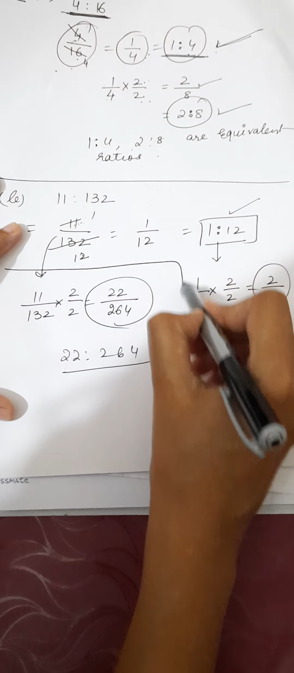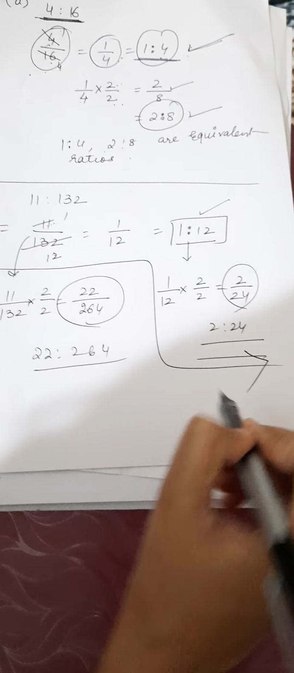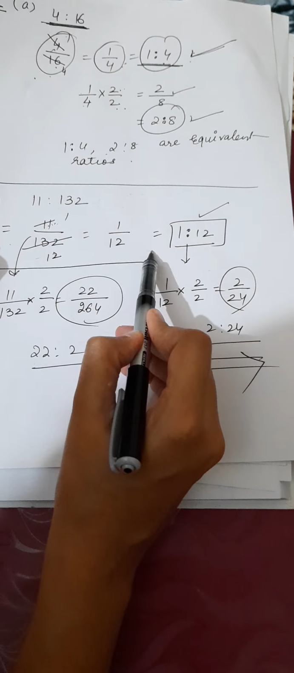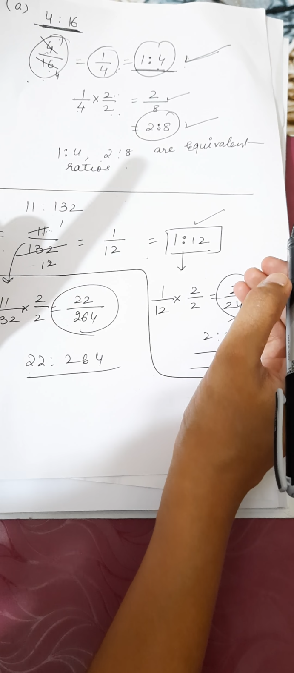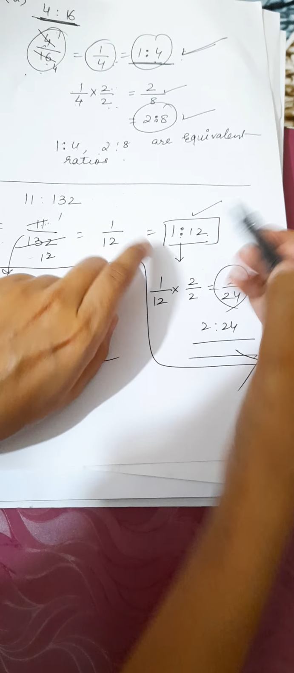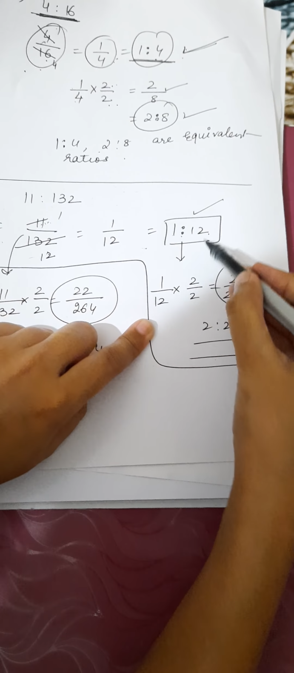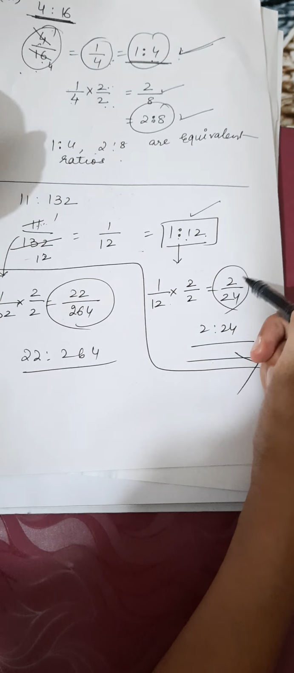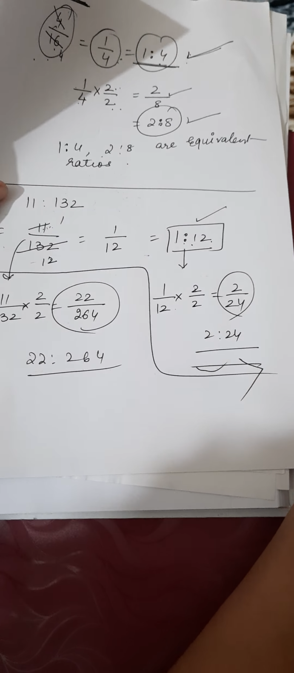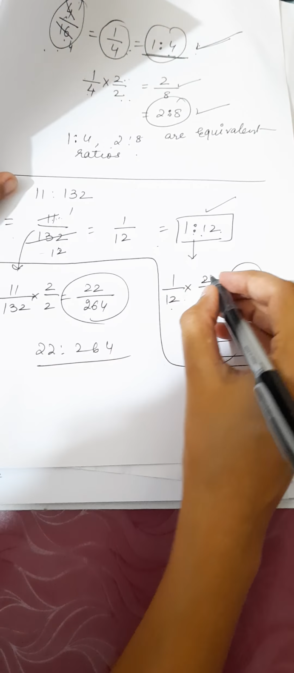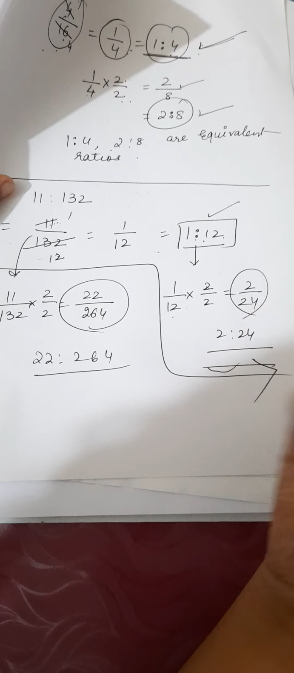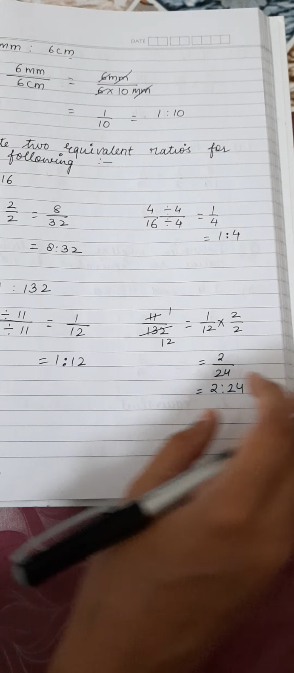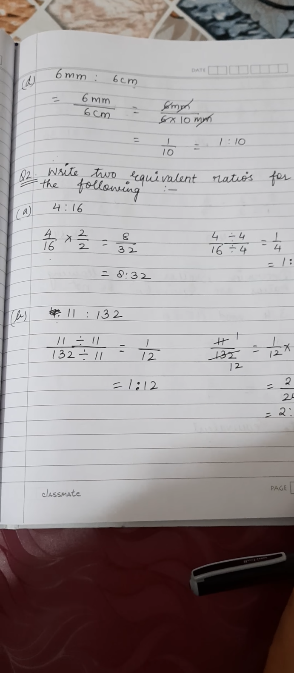So I have done this part. First of all, I cancelled it. One equivalent ratio which I got was 1:12. The next one which I got was, I just multiplied this simplest ratio by 2 and 2, and I got this second equivalent ratio. You can multiply this number by 3 upon 3, 4 upon 4, 5 upon 5, any of the numbers. Okay, so this was your B part. Please see the solution.